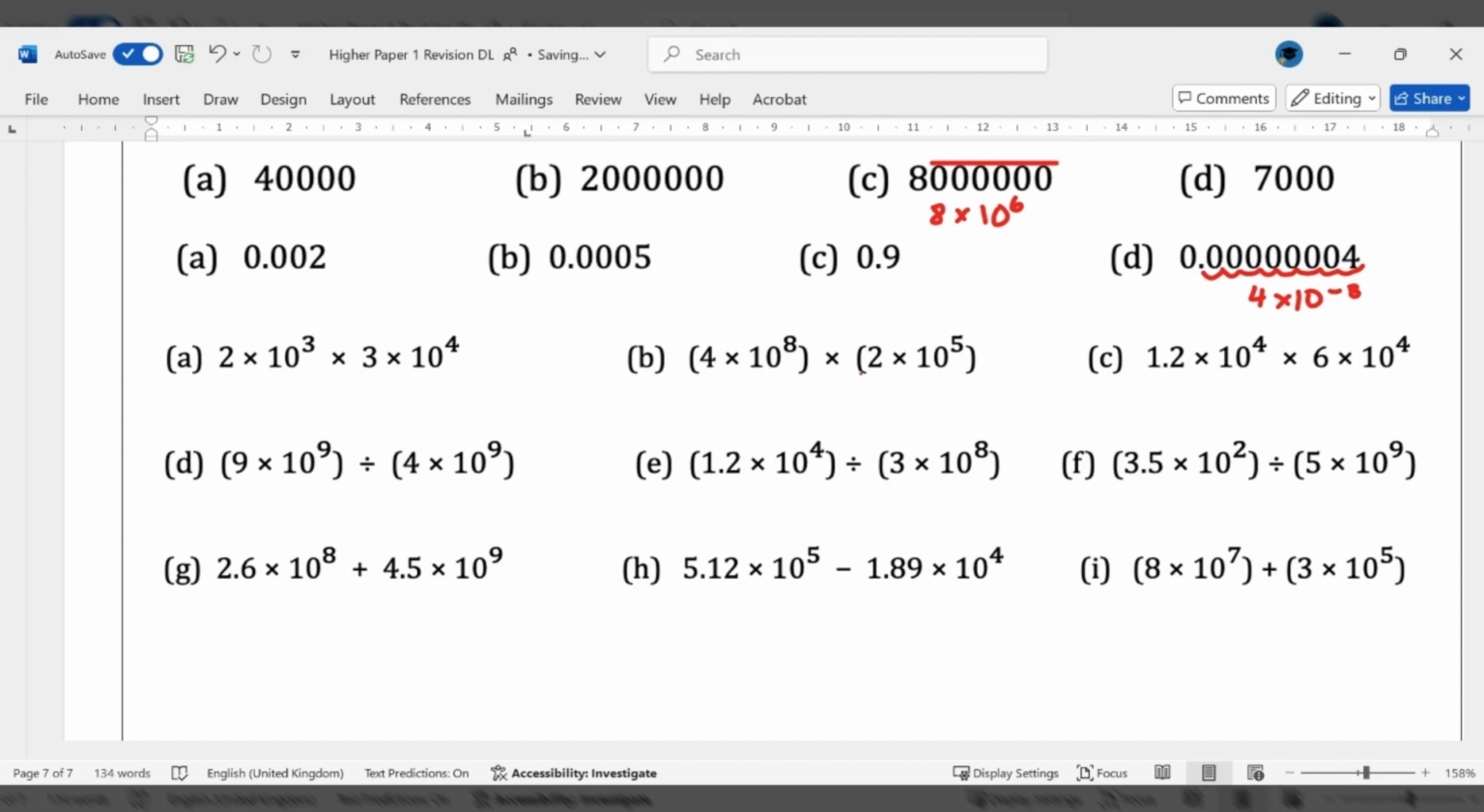If we are multiplying, it doesn't matter if these are in brackets or not. It's what's between the bits of standard form that's the important bit here. Then we will multiply the numbers first. 1.2 times 6.